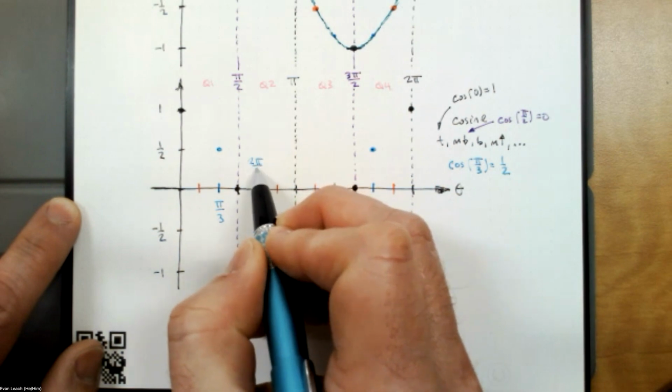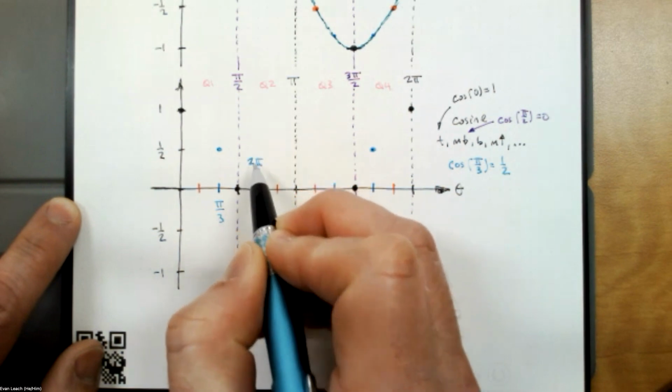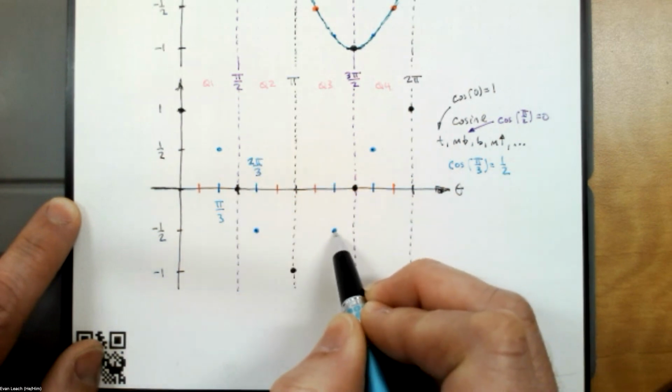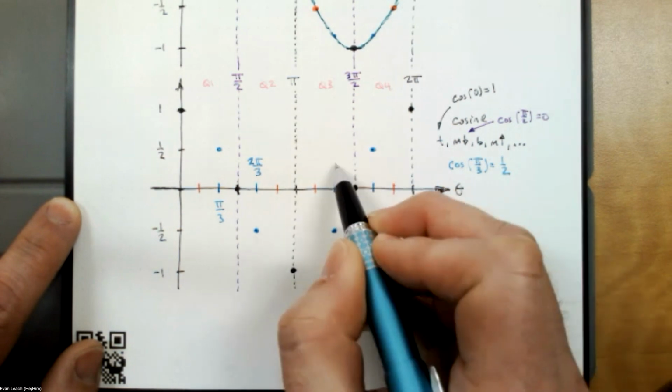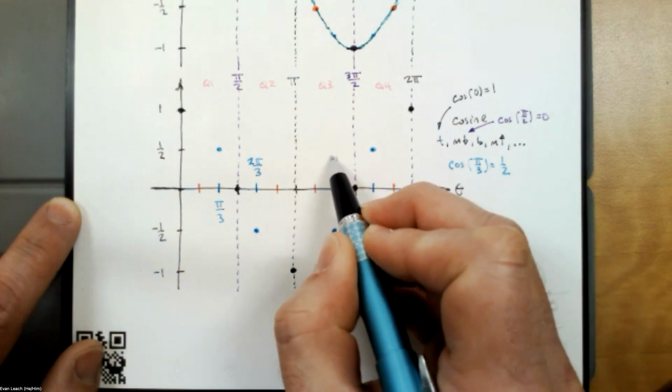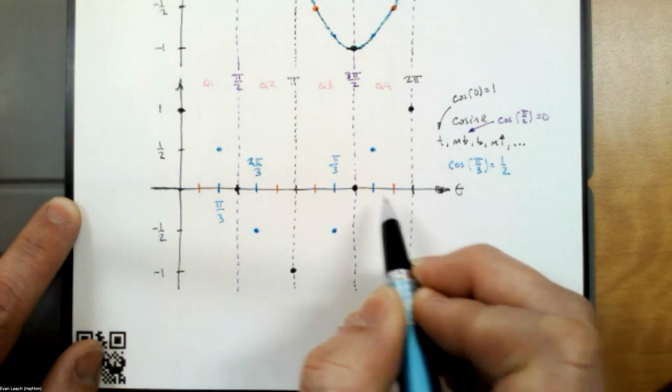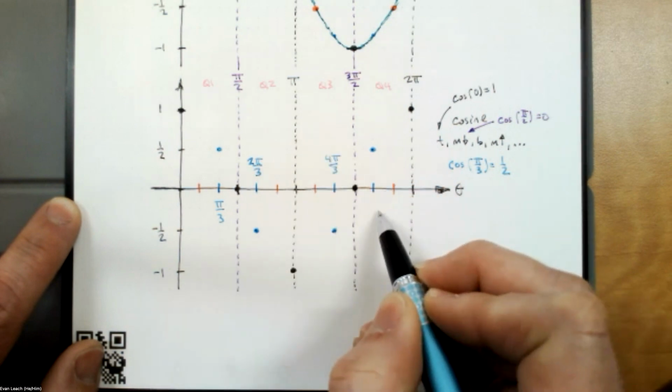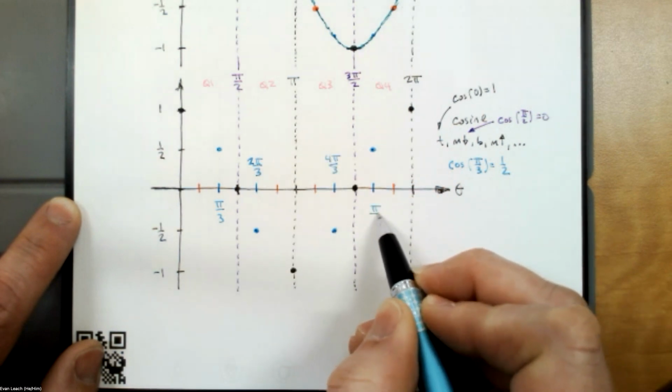It's always pi over 3. This one is 2 pi over 3. What about in the third quadrant? I'll do the hard part. It's something pi over 3. 4 pi over 3. And in the fourth quadrant, it's what pi over 3?